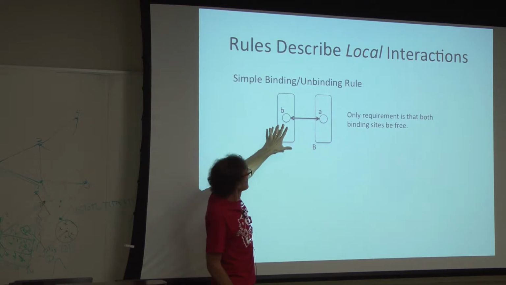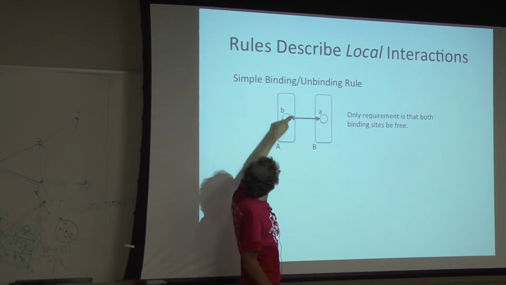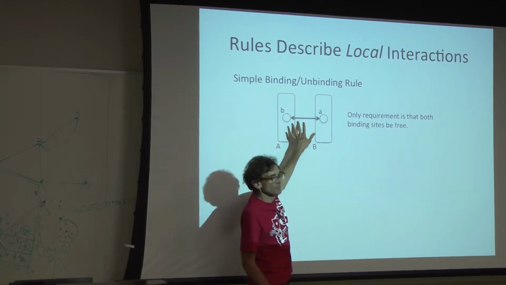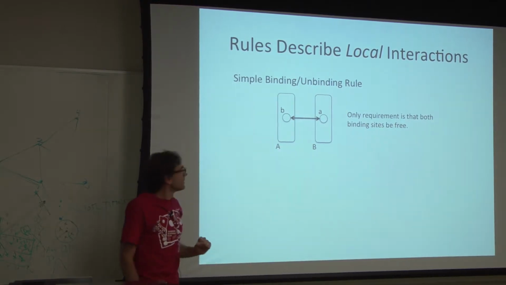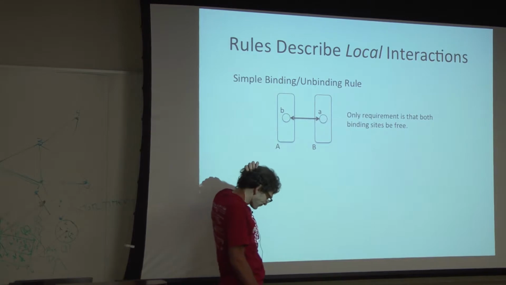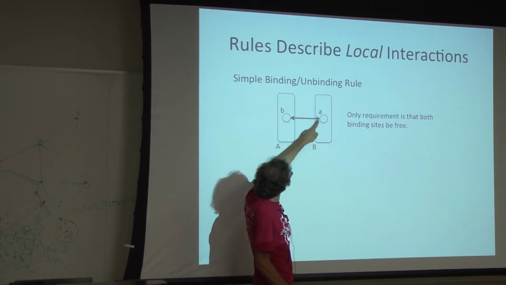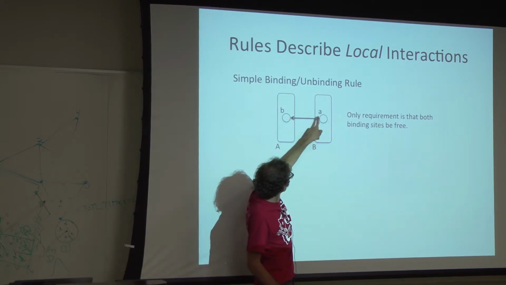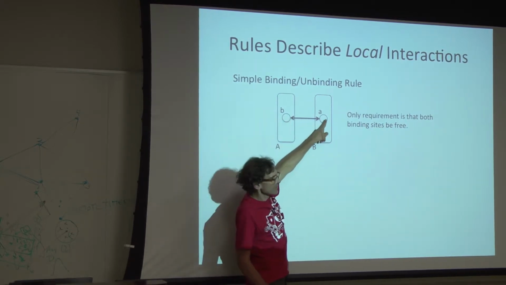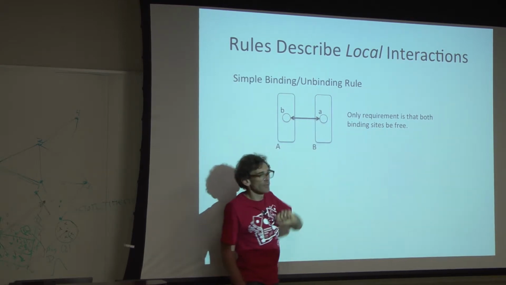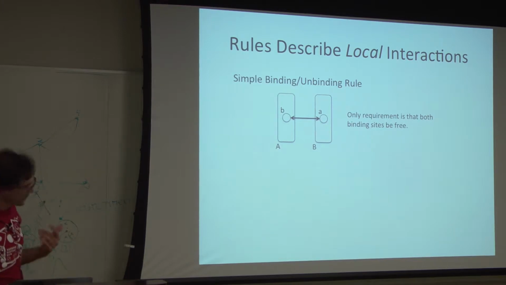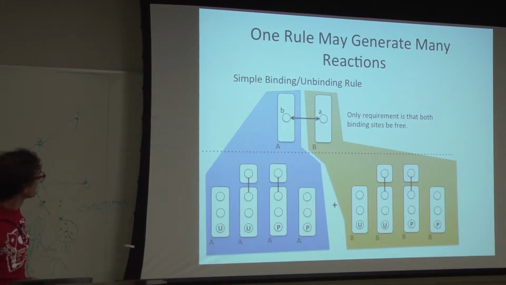It has no context. It says only that this site has to be free, and this site has to be free, and then the two sites can bind to each other. And the basic formalism, we always want to have at most one bond per individual site, because we're representing, again, here some kind of a physical interface. So if that interface is occupied through binding, then we can't bind something else there as well.